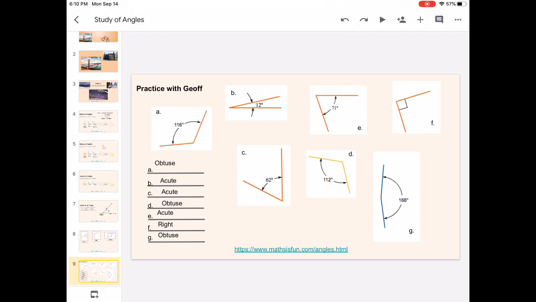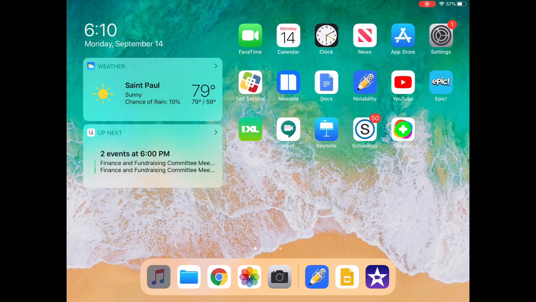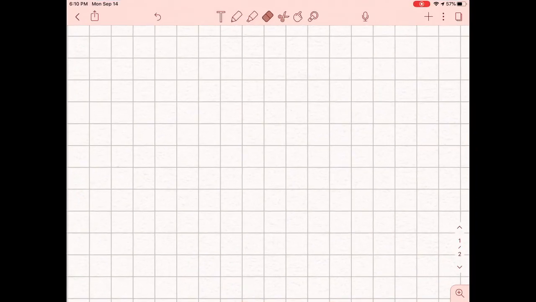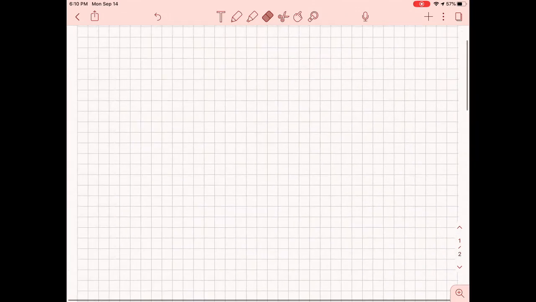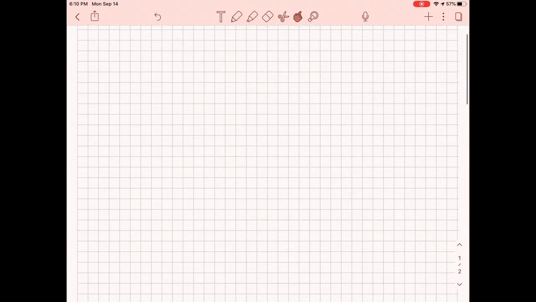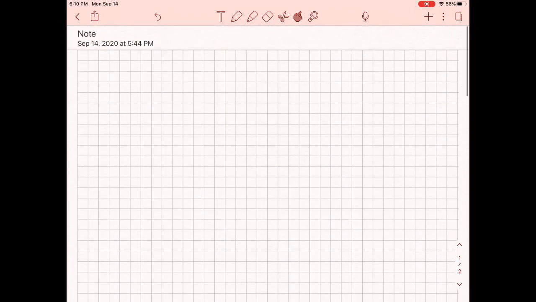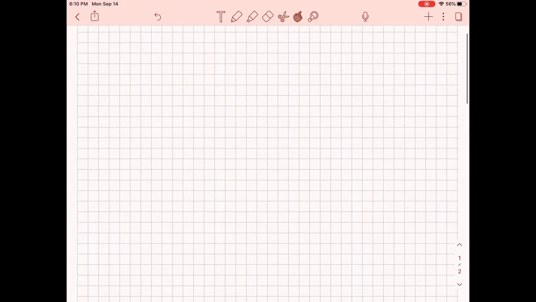So if I hop out of my slideshow here, I'm going to hop into this app called Notability. A lot of you, I believe, used it last year. Now in Notability, I kind of have it just default to graph paper here. I can use Notability to take pictures of stuff around my house. So I can actually do a scavenger hunt around my house and look for angles. So I'm going to do a little bit of that right now.